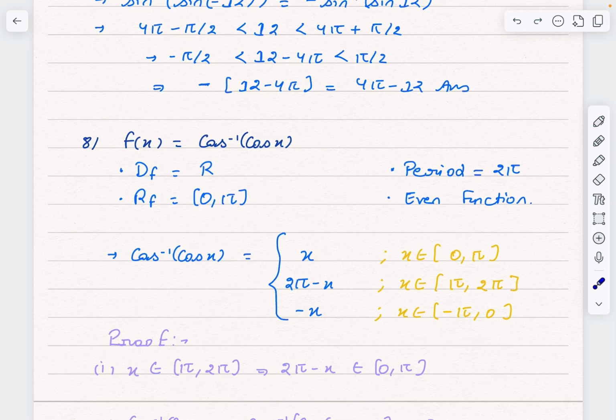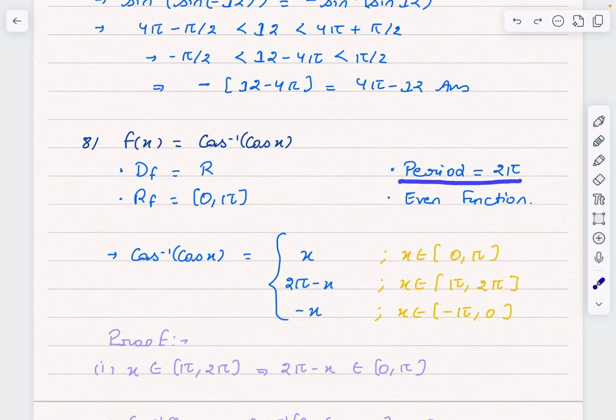See, the domain here also will be all real numbers, just like cos x, just like sine x. Domain of cos x is all real numbers. The range we take of cos inverse will be 0 to pi. Always in this composite function, we take the domain of the internal and the range of the external. So domain is all real numbers, range is closed 0 to closed pi.